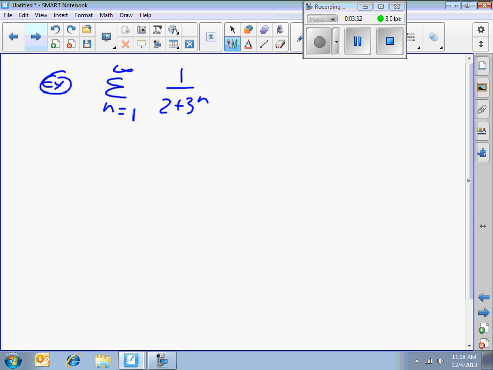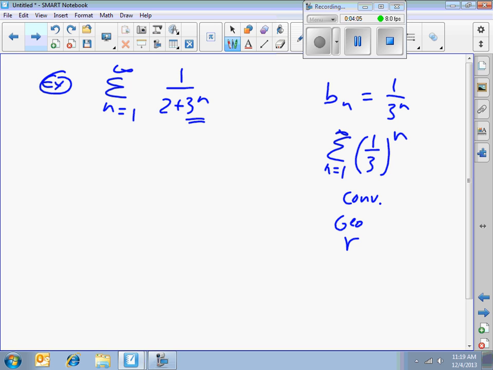Often the way to choose is looking for the highest order term. In other words, if it's a polynomial, look for the highest order there, or if it's an exponential, look for that. So I'm going to choose to compare this to 1 over 3 to the n. Now let's talk about what I know about this series. 1 over 3 to the n is the same as this. So I think you know that indeed converges, because it's geometric and it has a ratio with an absolute value less than 1. So this one we know for a fact converges.